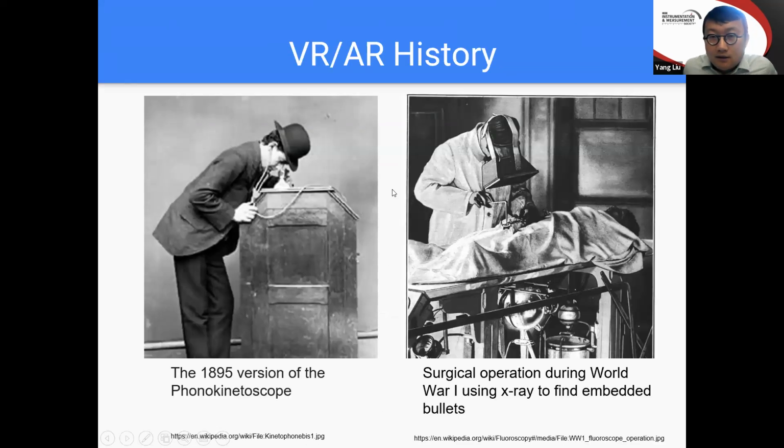Speaking of AR and VR, it's actually not a new concept. Let me briefly walk you back through the history. You can see this is the 1895 version of the phonokinetoscope. This person is essentially trying to watch a movie by looking into the eyepieces. This version of the phonokinetoscope actually came before the emergence of big screen movies. So it's very interesting: VR and AR was actually the first modality for movie watching before you had big screens.